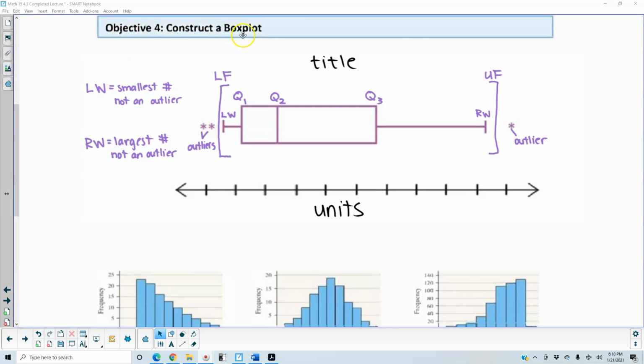Objective 4, construct a box plot. So this is what our box plot should look like. At the bottom here you should see a number line, which is considered the units. At the top we have the title.